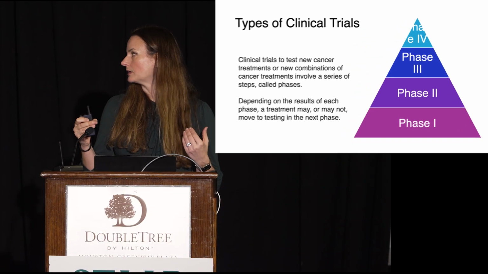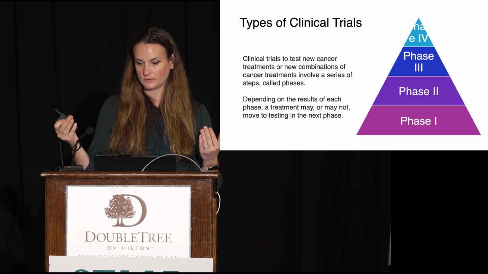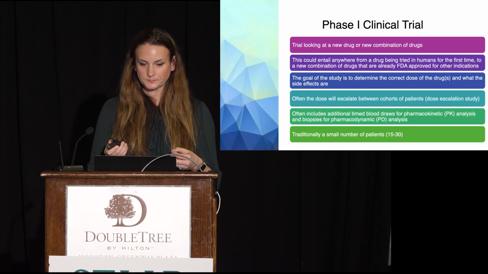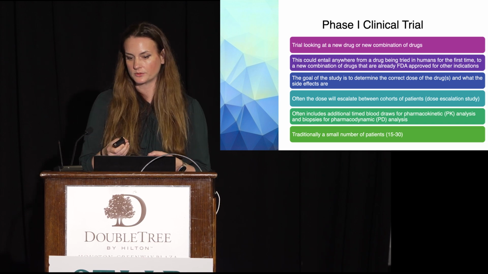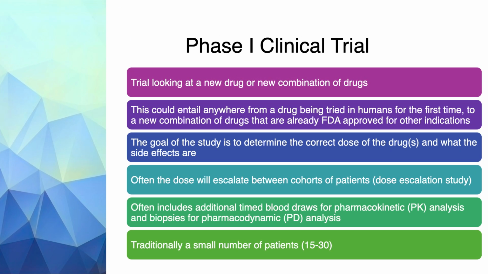But overall, generally, new compounds or new combinations of compounds will progress from phase 1 to phase 2 to phase 3 studies. So let's talk about what those are and how these studies are run. So, a phase 1 clinical trial. When we're talking about a phase 1 study, this is generally either a new drug or a new combination of drugs. This could be anywhere from a drug that's being tried in humans for the very first time, where all the prior data has been in animal models and cell culture models, or it can be a new combination of drugs. Oftentimes when we talk about a phase 1 clinical trial, our mind kind of jumps to that first in human scenario.